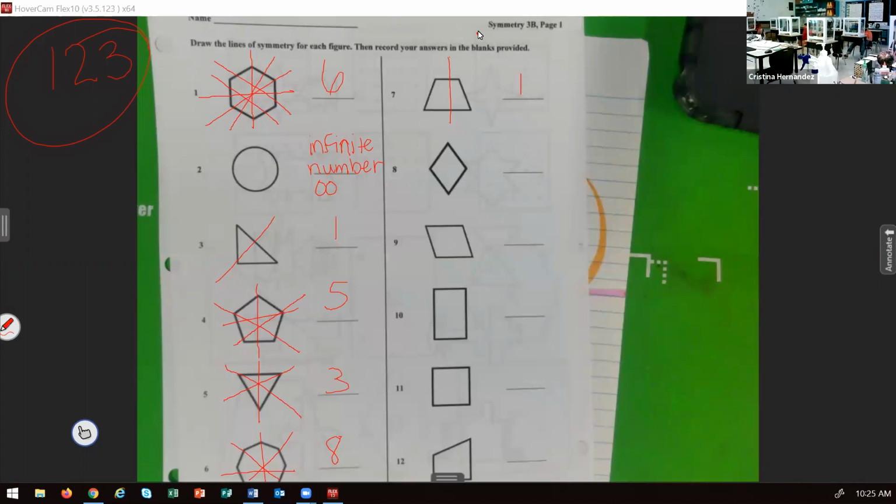A rhombus. We did a rhombus earlier. Does that look the same on both sides? Stand up and look at it. Who thinks they know how many lines of symmetry a rhombus has? 4. It means not how many little parts you cut it into, but how many lines. We got it this way, and then we got it this way. So how many lines of symmetry does it have? 2.